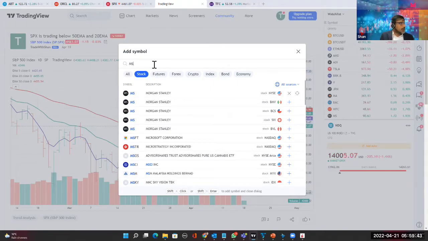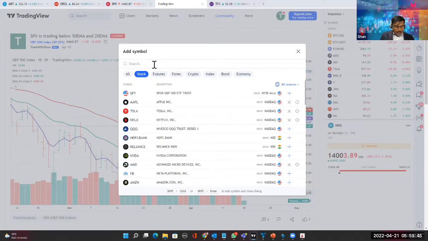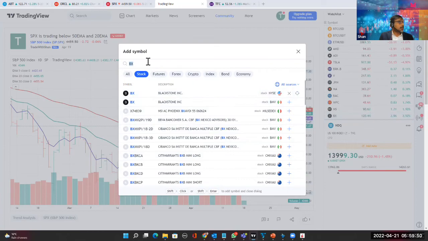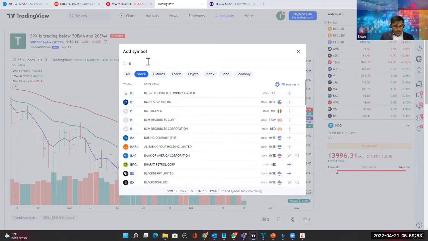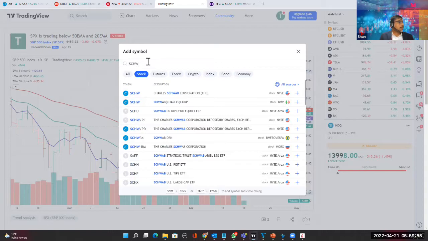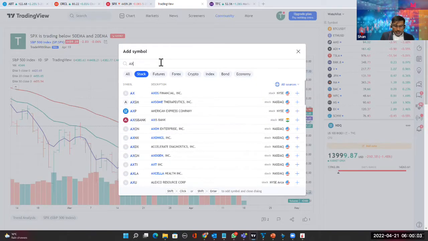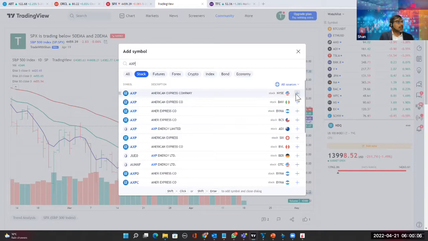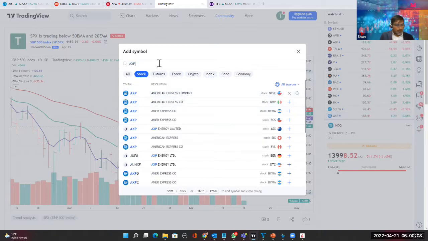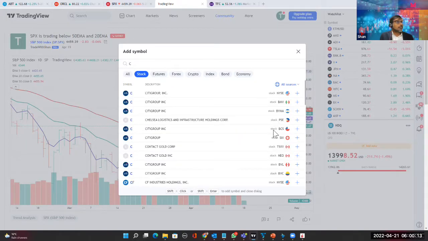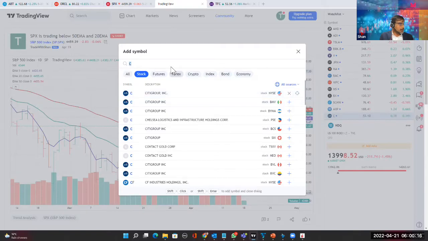Morgan Stanley I have added, I think. Then Blackstone, yes, I would add that as well. I will add Charles Schwab as well, just so that I won't lose them. That's why I'm adding them in this watch list here, and we can follow them going forward for our trading or monitoring purposes.